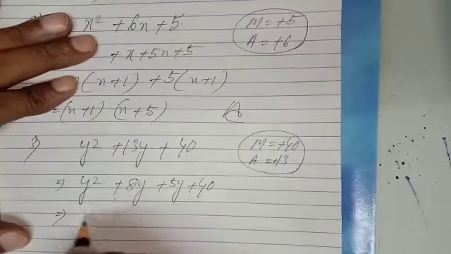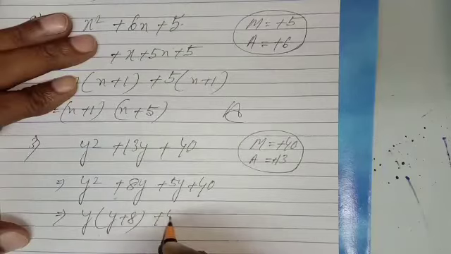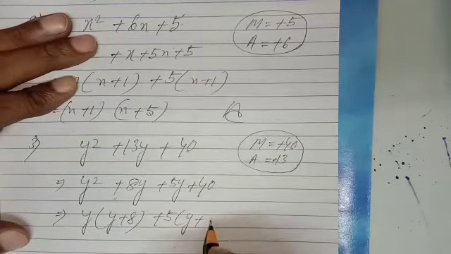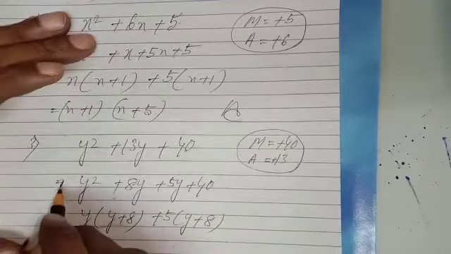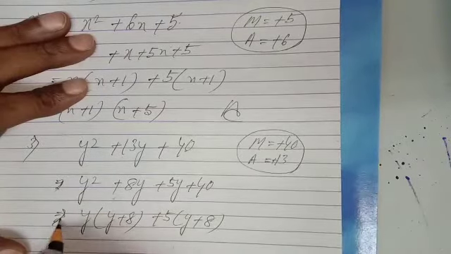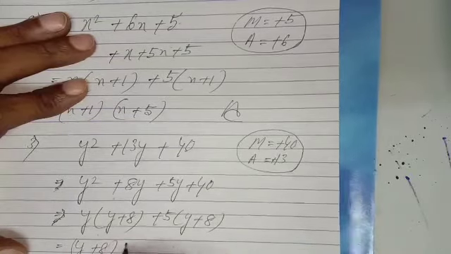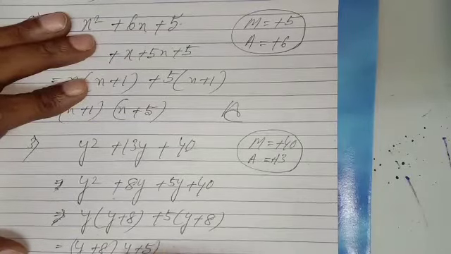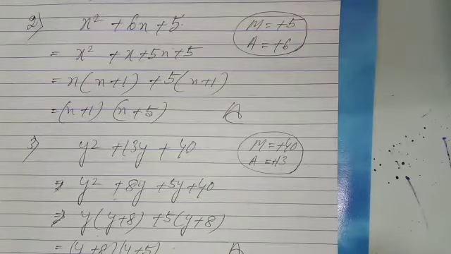From the first two you have to take y common, that means y plus 8 left. From the last two you have to take 5 common, y plus 8 left. Here it is not an equation, this is simplification. Factorization: y plus 8 whole into y plus 5. This is the answer. Okay, 3 questions I have completed. Look at the next question.